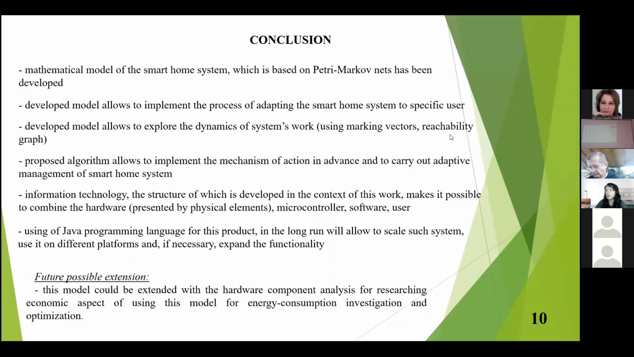As the conclusion, we can say that a mathematical model of a smart home system, which is based on Petri Markov nets, has been developed. The developed model allows us to implement the process of adapting the smart home system to a specific user, and allows us to explore the dynamics of systems working using marking vectors and the reachability graph.